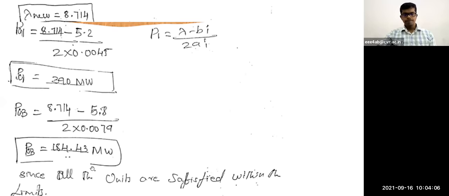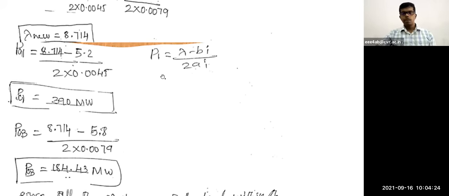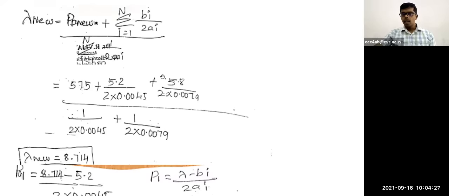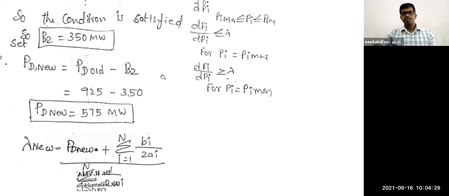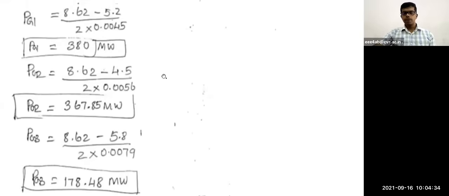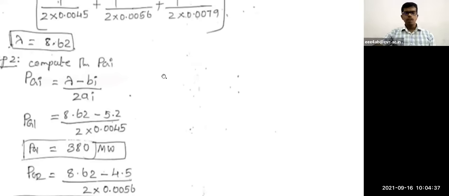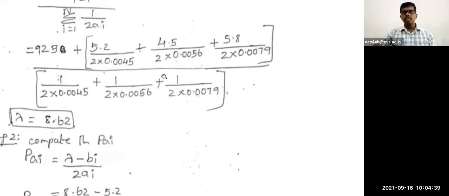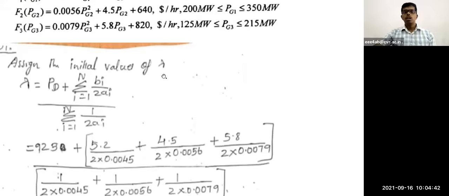Don't stop here. Don't stop simply like here. Finally, you take all: PG1 is equal to 390 megawatt. Next, PG2 is equal to 350 megawatt. PG3 is equal to 184.43 megawatt. Comma, limits, minimum and maximum operating limits. What is given in the problem? That limit also you should write. Then only the evaluator will know whether this answer is correct. Even though they know, writing the answer will lead to full marks.